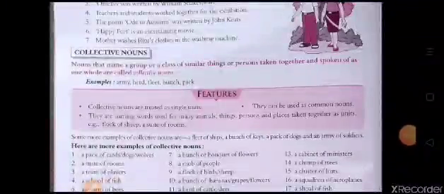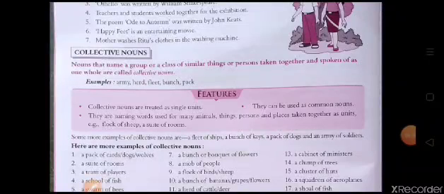Now let's move to the third kind of noun, the collective noun. A collective noun is the name of a number or collection of persons or things taken together and spoken of as one whole, such as crowd, mob, team, flock, herd, army, fleet, jury, family, nation, parliament, committee. A fleet means a collection of ships or vessels. An army, a collection of soldiers. A crowd, a collection of people.